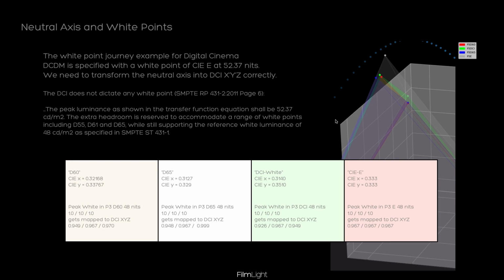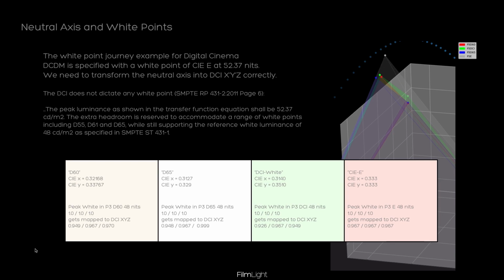You need to specify a mastering color space and mastering white point if you want to export a DCDM or DCP. Otherwise, TrueLight won't know what white point was used for grading, resulting in incorrect XYZ renders. To recap, the DCDM specifies a display white point of CIE at 52.37 nits. We therefore need to always correctly transform the neutral axis into DCI 2.6 gamma XYZ.